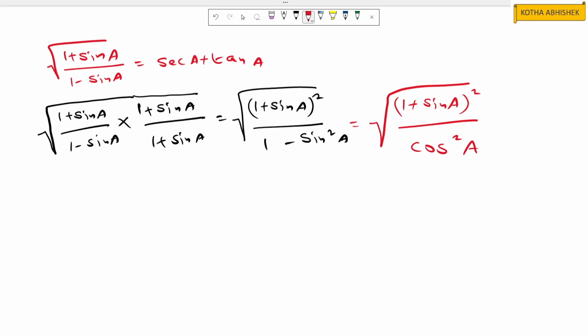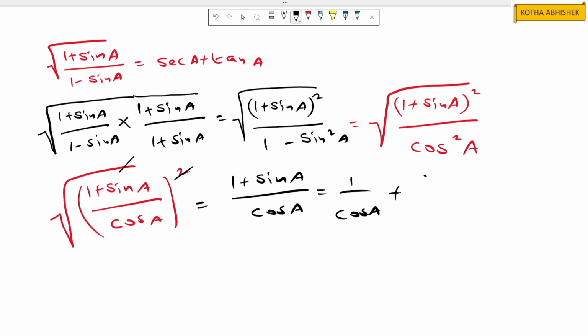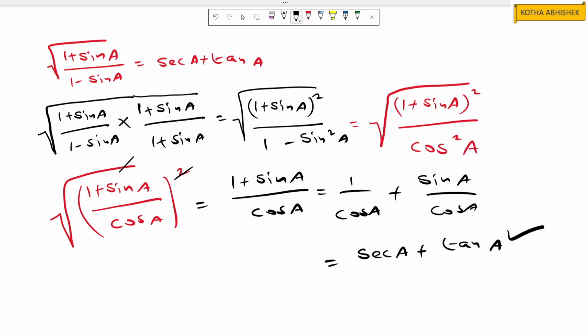Now, in the numerator and denominator we have square, so take out square common. So that can be written as 1 plus sin A divided by cos A whole square. Now we can cancel this square root and square, so we remain with 1 plus sin A whole divided by cos A. Now separating it as 1 by cos A plus sin A by cos A. Okay, what is 1 by sin A? Sorry, cos A, it is sec A plus sin A by cos A is tan A. Hence proved.